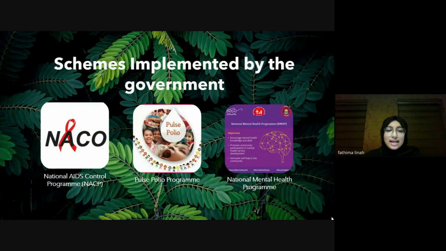Another much needed and significant scheme launched by the government in 1982 is the National Mental Health Program. It was launched keeping in view the heavy burden of mental illness in the community and the absolute inadequacy of mental health care infrastructure in the country to deal with it.